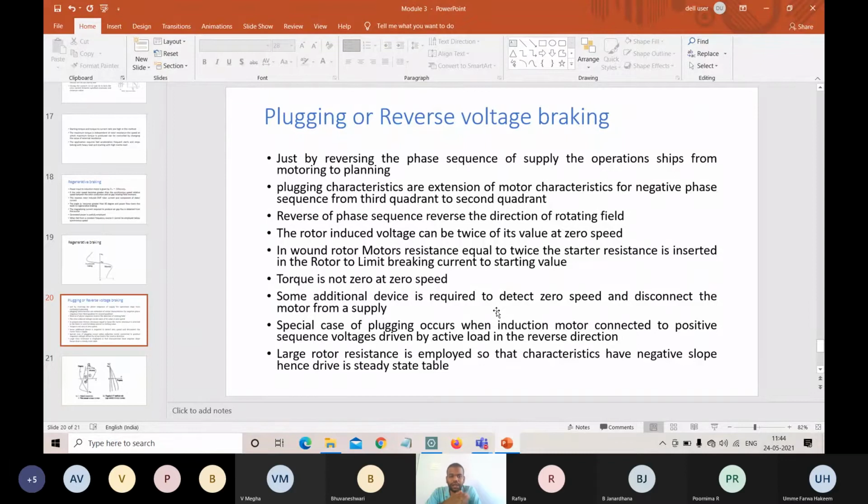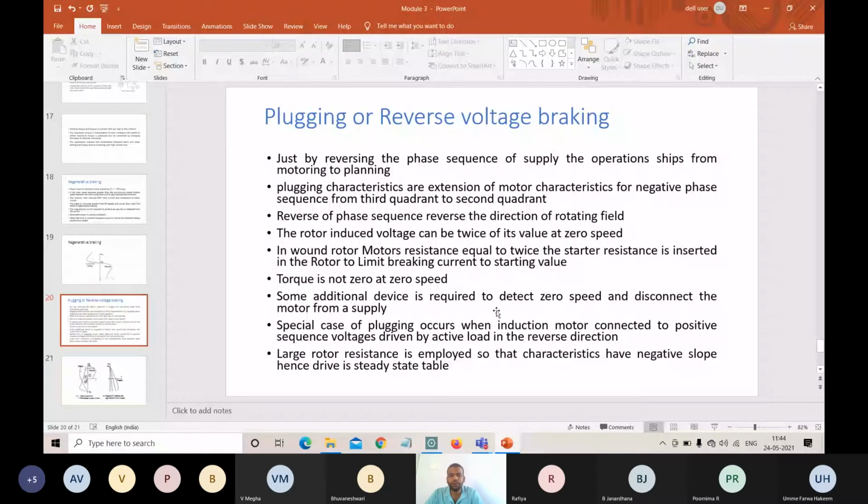So here, plugging or reversing of voltage, what happens? We are just bringing the operation from the third quadrant to the first quadrant. And here the reversal of phase sequence reverses the direction of the rotating field. You observed in your motor labs that we can interchange the phase sequences, and by interchanging them, the direction of rotation of the motor will change.